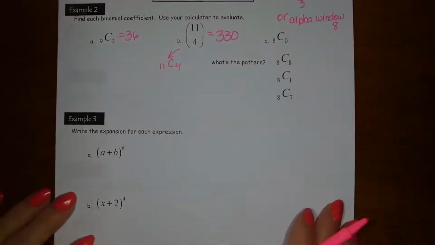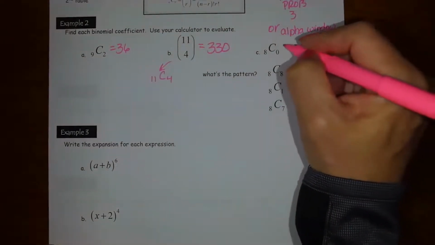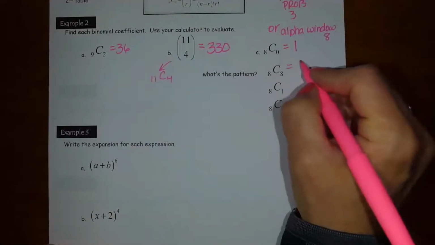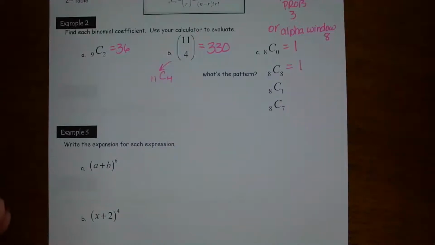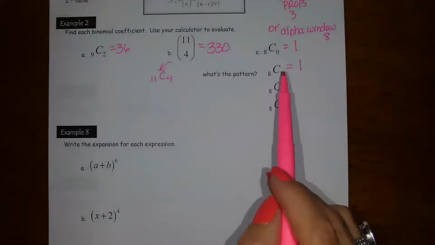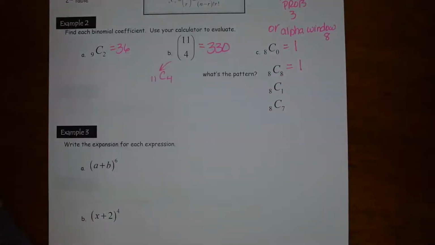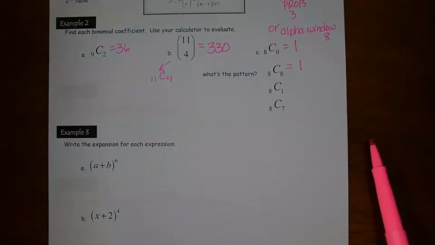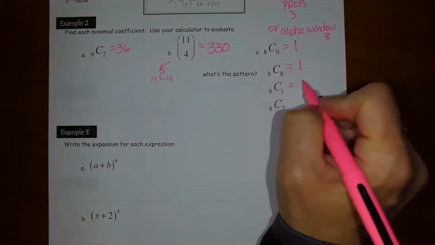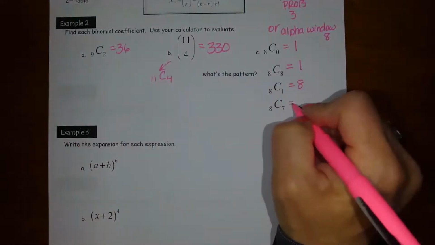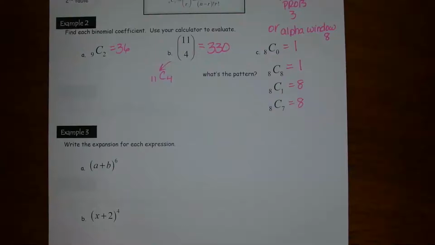Okay, so what is 8C0? What'd you get? 1. What is 8C8? Okay, so now let's think about that. Are you ever going to type in a 0? If it's 0 or if their numbers are the same, are you going to bother to type those in? No, that's a 1. What did you get when you typed in 8C1? What'd you get when you typed in 8C7? Okay, so what pattern are you looking at there?